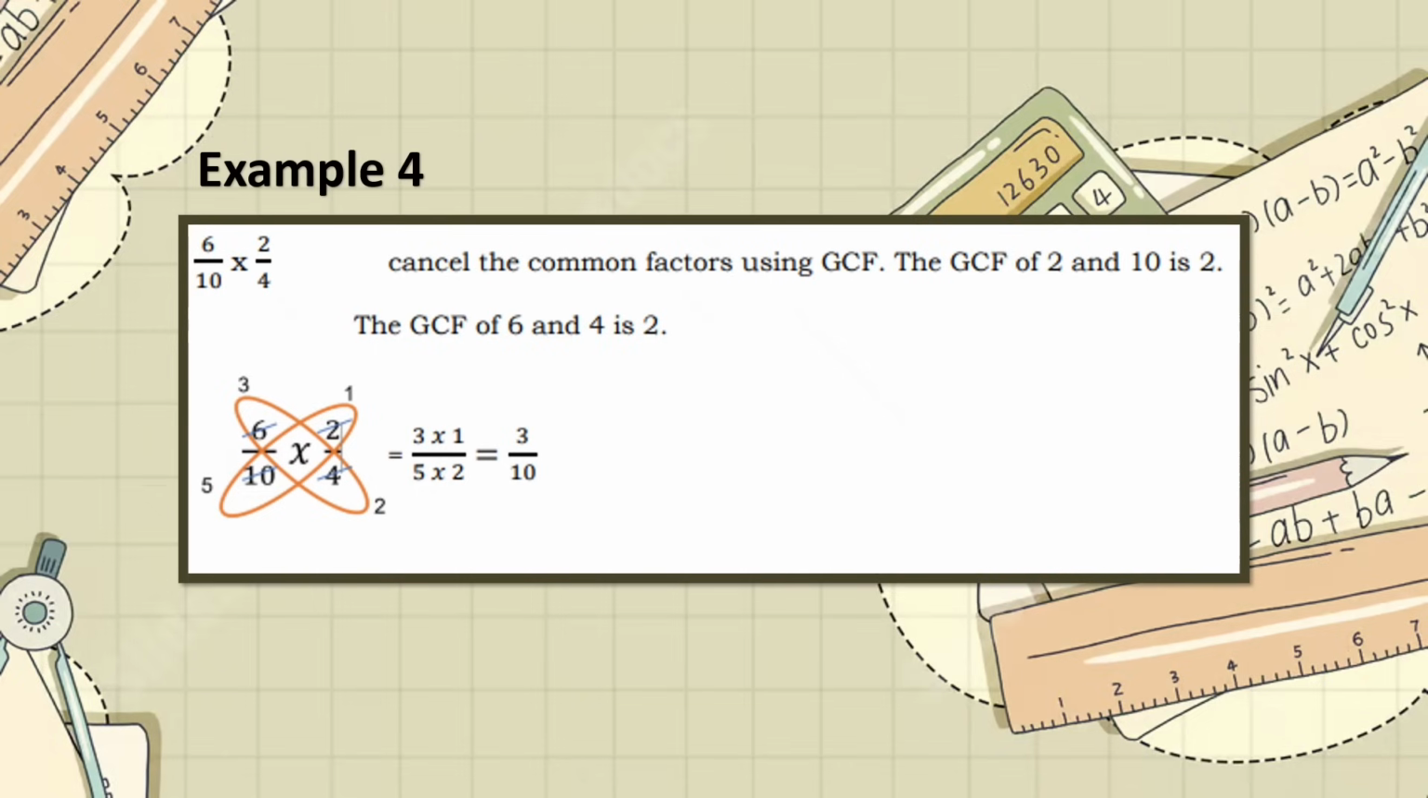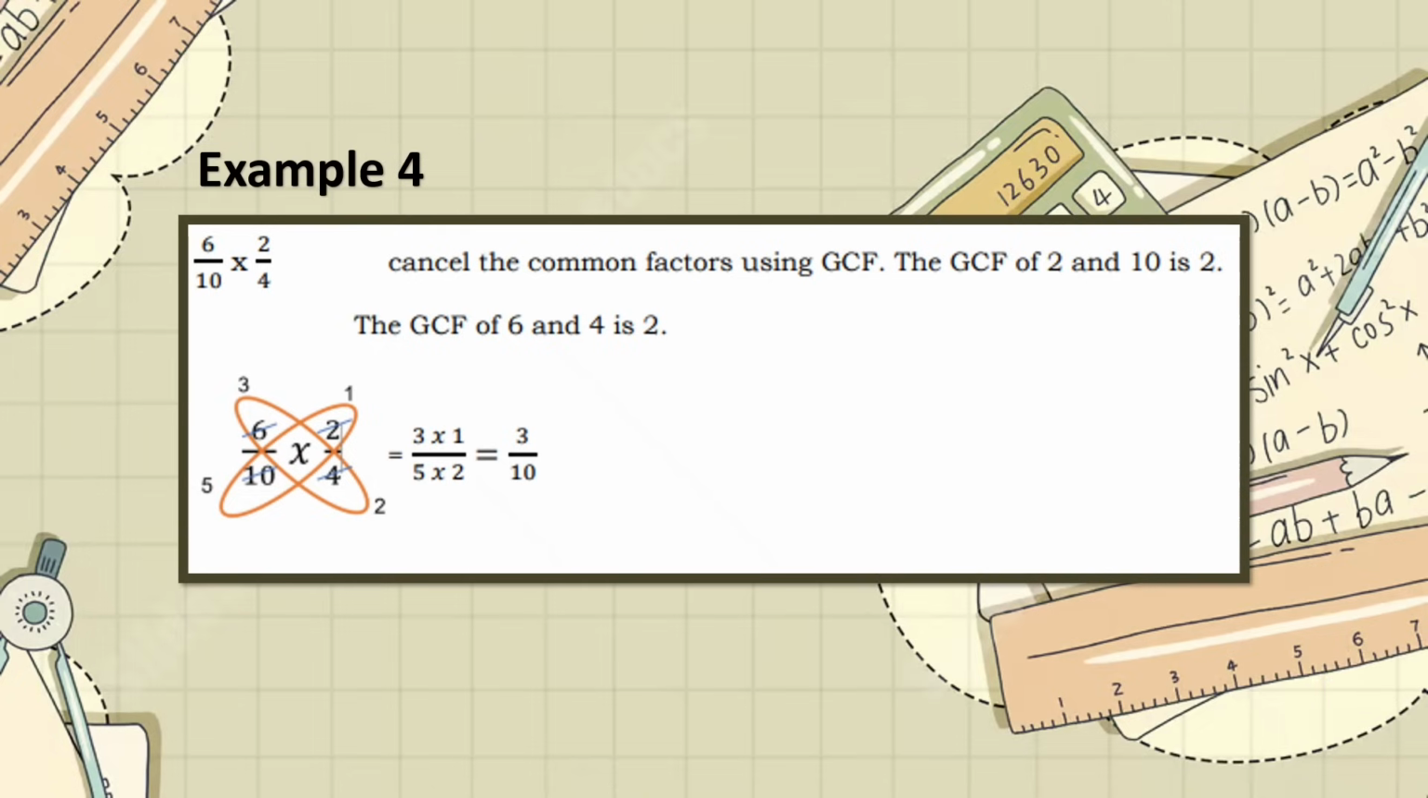Okay, last, I think this one is the last example. Okay, so 6 over 10 multiplied by 2/4. Now cancel the common factors using GCF. The GCF of 2 and 10 is 2, and then the GCF of 6 and 4 is 2. So cancel na natin, divide by 2. 6 divided by 2 is 3, then 4 divided by 2 is 2.